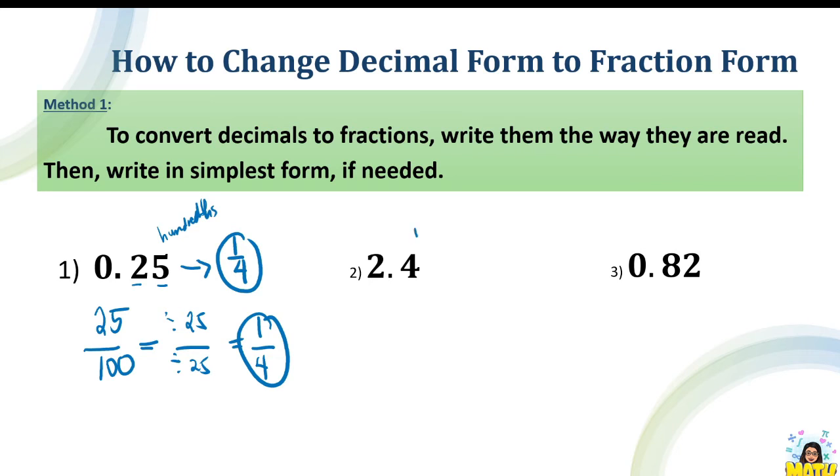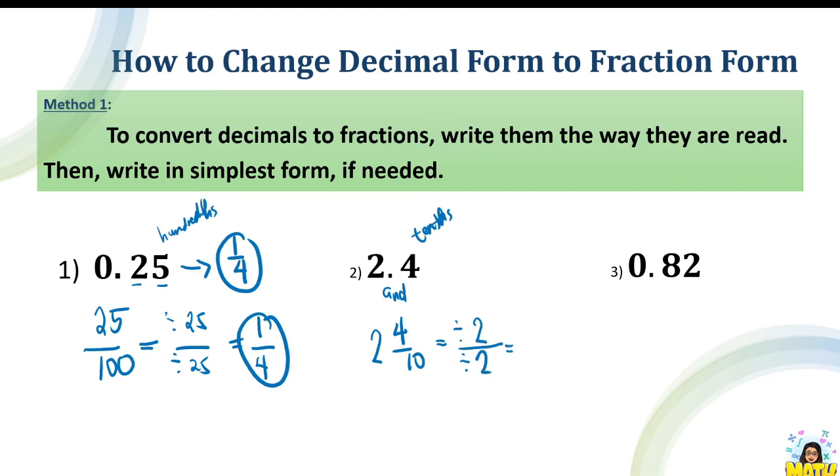So 4 is on the tenths place value. So this one is read as 2 and 4 tenths. That means 2 and 4 tenths. Still, we can simplify 4 over 10 by dividing the numerator and denominator by their GCF, that is 2.